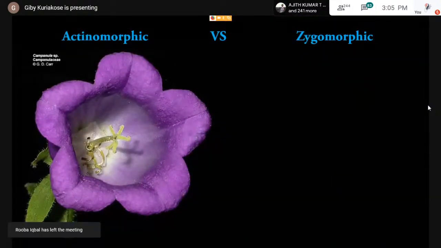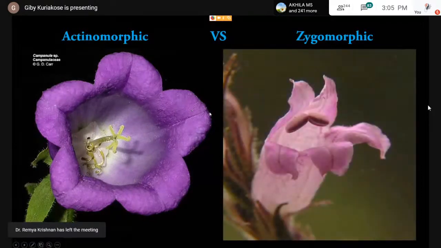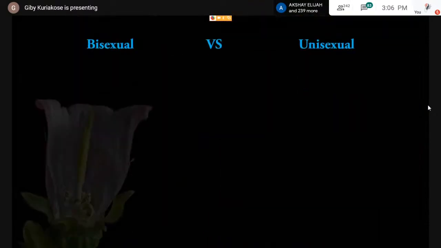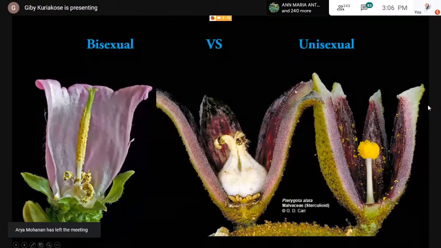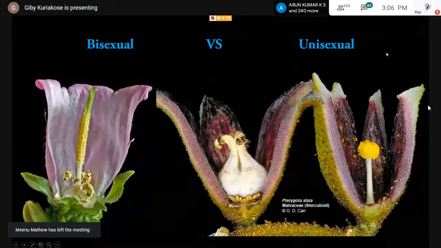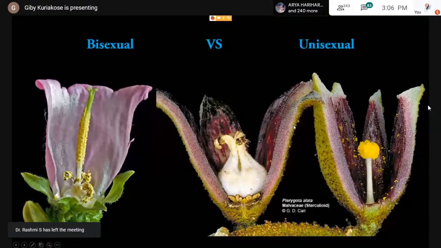I'm not explaining these characters because I assume that you are familiar with these terminologies. So we have to look at some basic, broad level classifications like actinomorphic flowers, zygomorphic flowers, then bisexual, unisexual. And when you get a flower of one sex of a unisexual flower, you have to try to get the flowers of the other sex also, because even leaf characters or stem characters might vary in both the sexes.